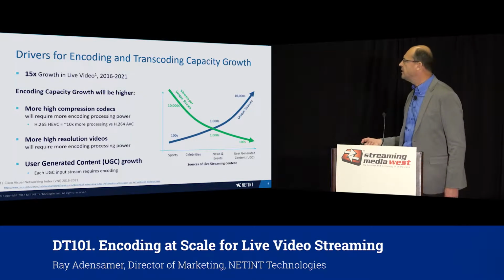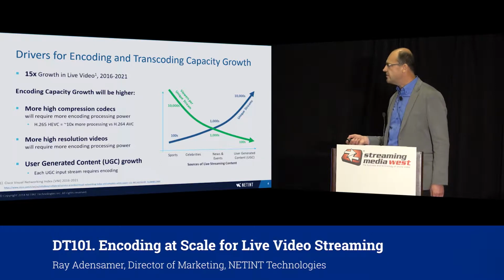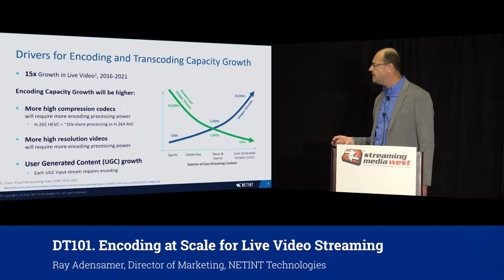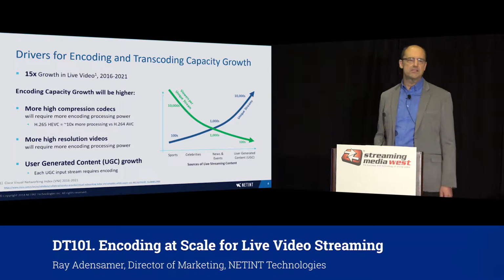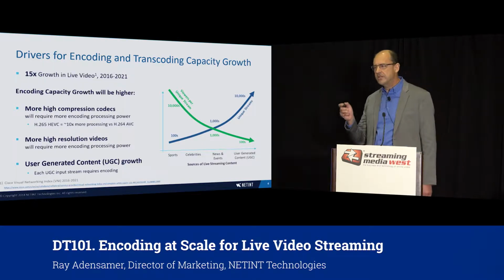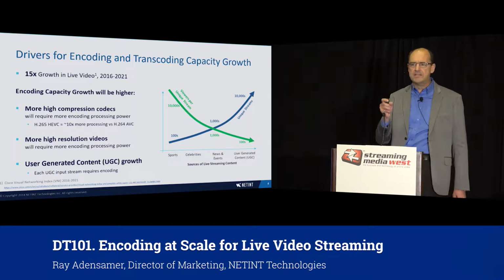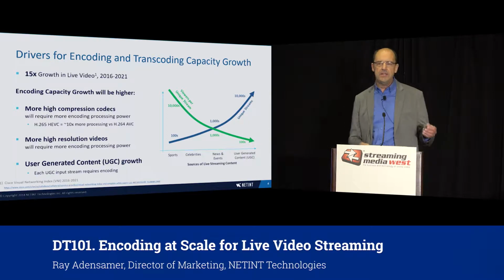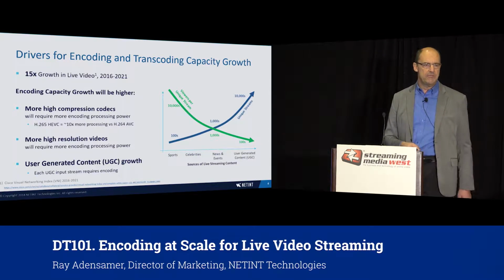So let's explore a little bit about what are the drivers for encoding and transcoding. So we'll start right at the top. According to the Cisco Visual Networking Index, there's going to be 15x growth in consumer live video between 2016 and 2021. So what I'm telling you today is that if the video, in terms of capacity and petabytes going through the network, is growing at 15x, the need for encoding capacity is going to be even higher.